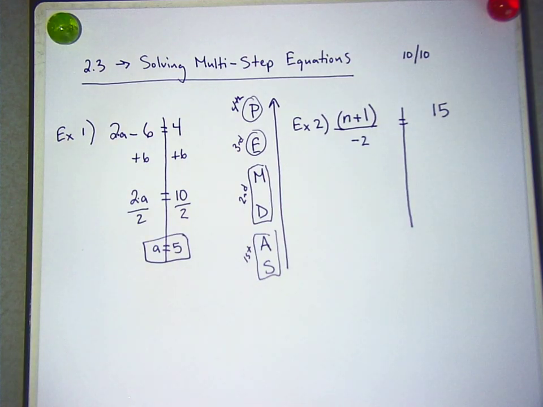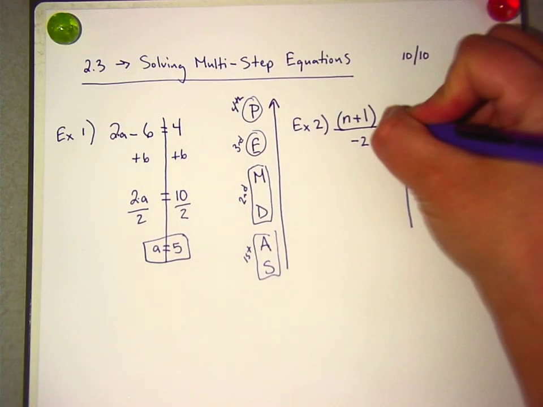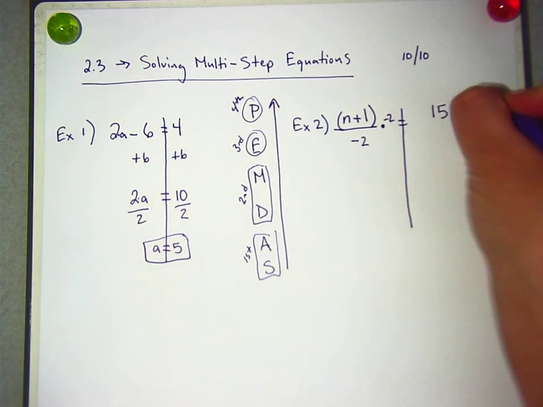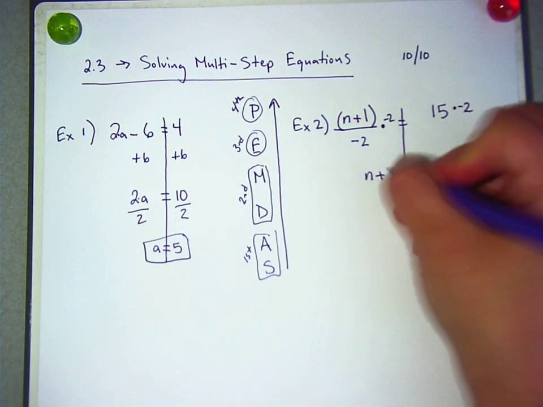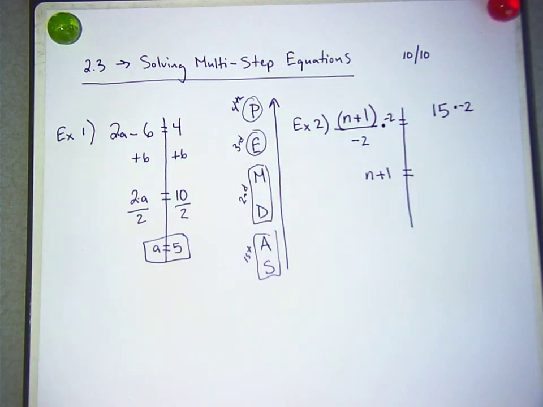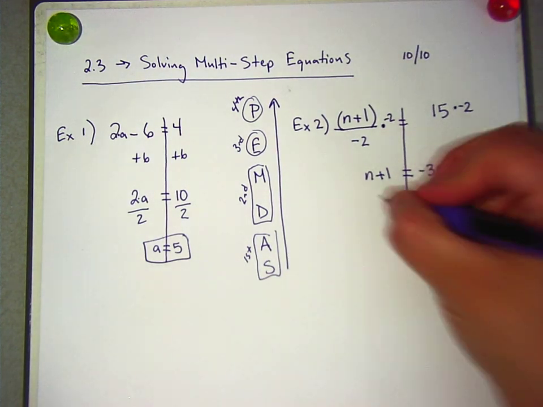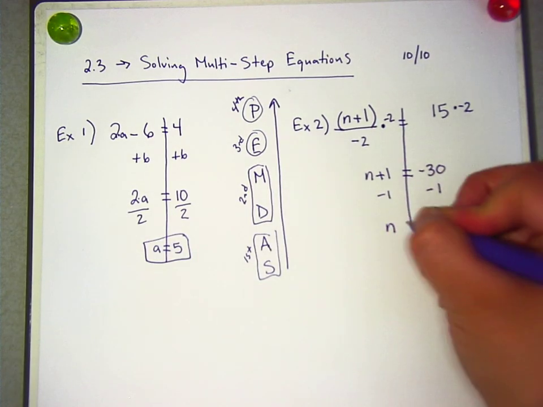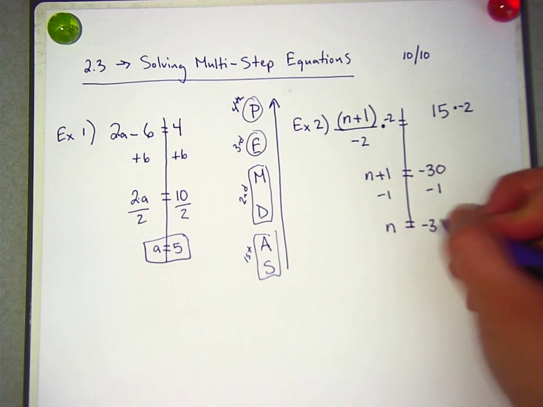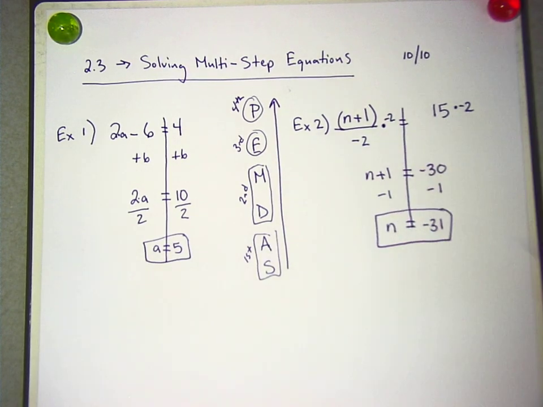Okay, so all of it's being divided by -2. Lauren, are you with me? So the whole thing's being divided by -2. So to get rid of the divided by -2, how do I get rid of that? I'm going to multiply by -2 on both sides. Then I'm left with n plus 1. I don't need those parentheses anymore because it's the only thing left. Equals -30. And then what? -1, which is -31.